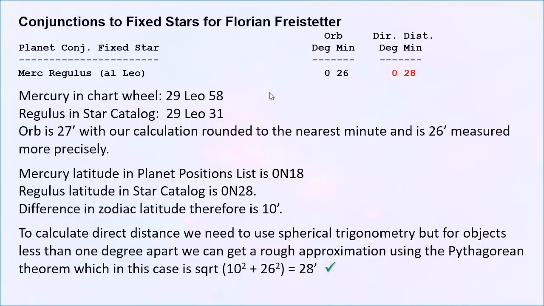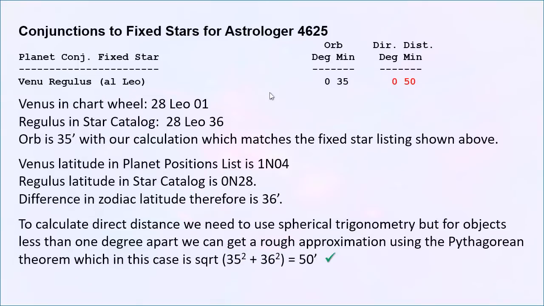I'm showing you a lot of technical information for those of you who are interested in it, but my point is this: you don't need to get involved in all that. You can go into the research and see who has a star right on a planet with a small orb. And here's the math that confirms that the direct distance between Venus and Regulus for this person called Astrologer 4625 is in fact 50 minutes. For those of you who are just curious about the math, it's worked out here.